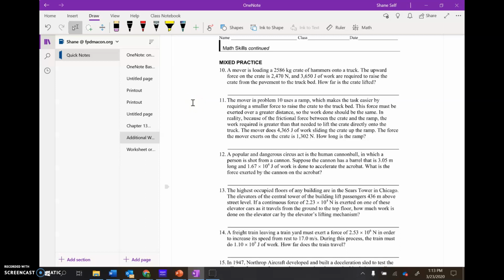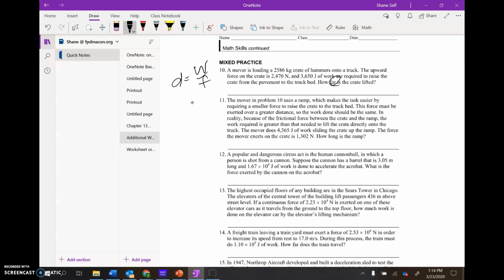A mover is loading a 2,586 kilogram crate of hammers onto a truck. The upward force on the crate is 2,470 newtons, and 3,650 joules of work are required to raise the crate from the pavement to the truck bed. How far is the crate lifted? Well, what do they want? They want distance. So we know that distance is equal to work divided by force.